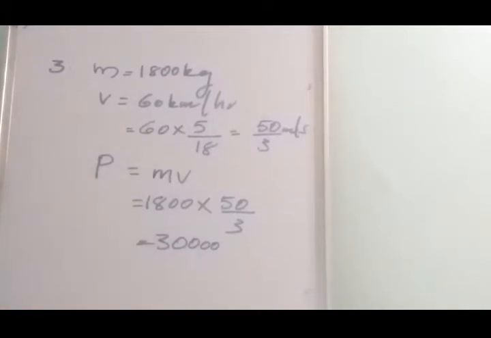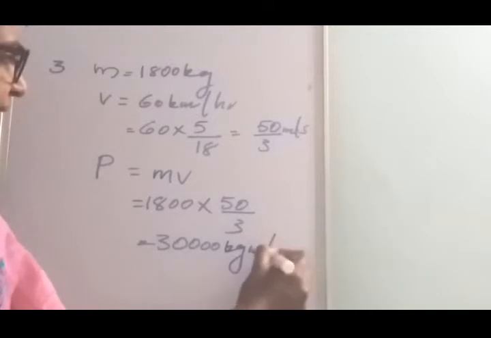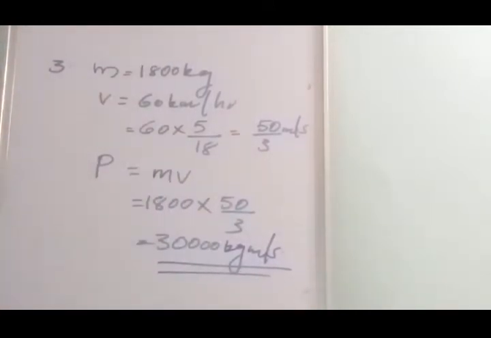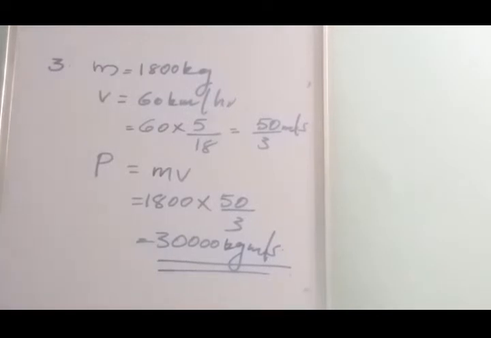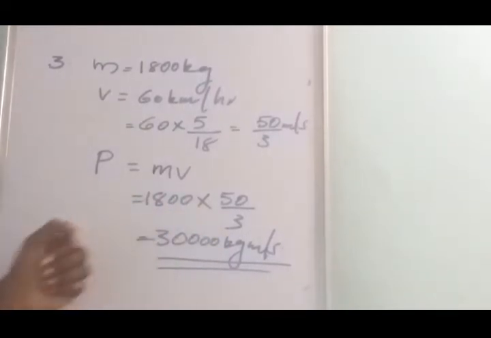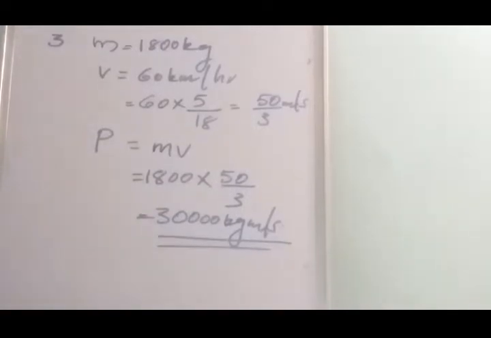And all of you know the unit of momentum. What is the unit of momentum actually? It is kilogram meter per second. Don't forget to write the units after completing the problem. Then the momentum P, by simplifying this, we will get as 30,000 kilogram meter per second. Okay, here a car of mass 1800 kg.